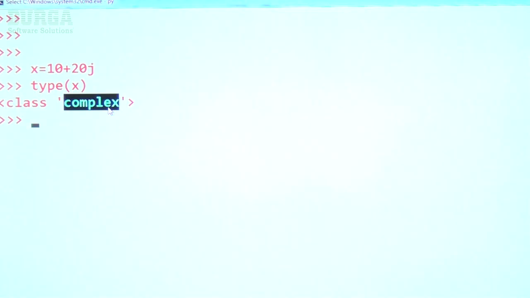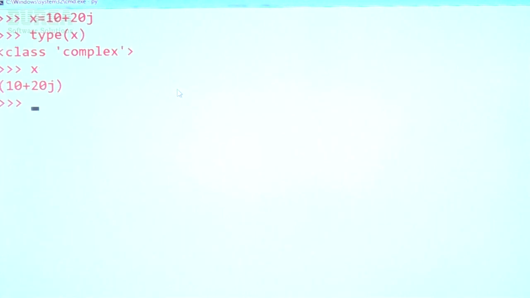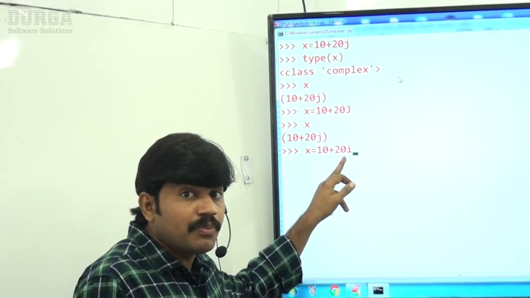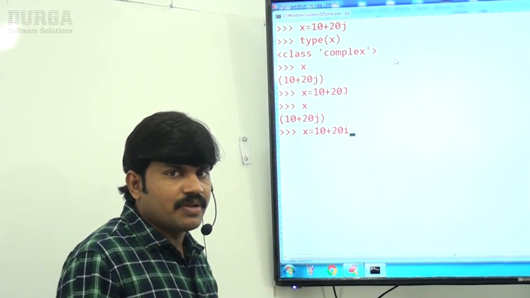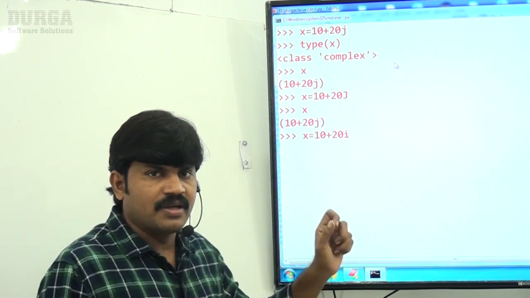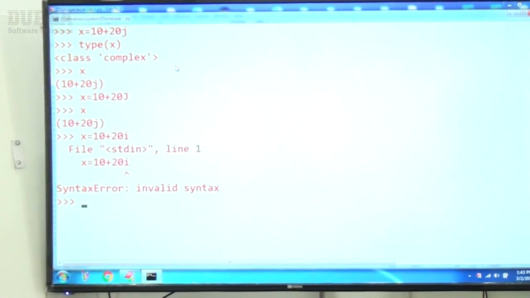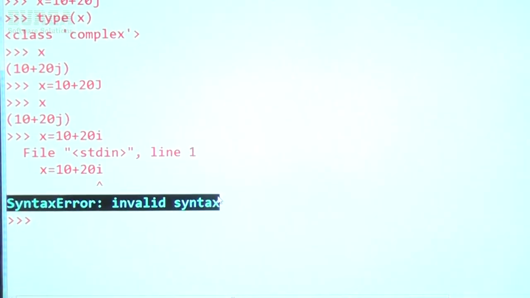Sir, what is the x value? 10 plus 20j, like this, right? Sir, can I use capital J? Okay, x is equal to 10 plus 20 capital J, I'm taking. Yes, acceptable. What about its value? 10 plus 20j. Of course, it always prints in lower case, but if you want, you can use capital J also, no problem. Now x is equal to 10 plus 20i, I am taking. Please confirm, is it valid or invalid? 10 plus 20i, immediately syntax error, because the Python virtual machine is unable to understand the meaning of this. What is that error? Syntax error, invalid syntax, like this we are going to get.